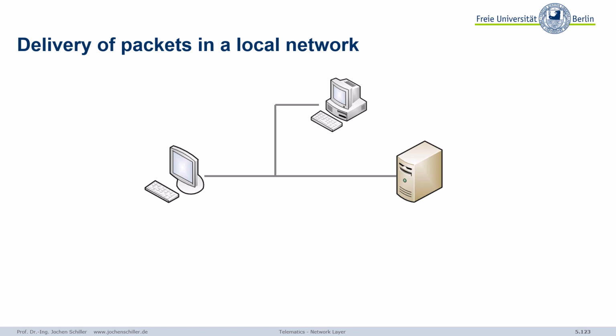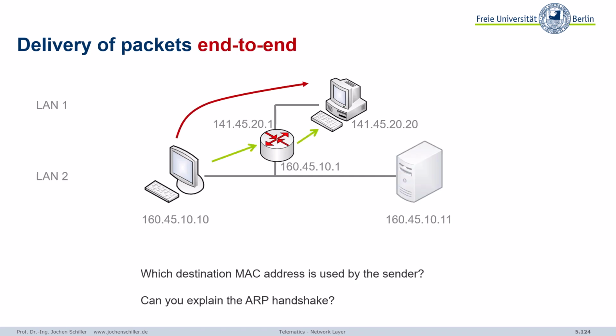Okay, so how do we then deliver packets in our local network? That's what we learned. But end-to-end, that's a bit different. Now, assume you're located in one local area network here, and you want to send a packet to a computer in another local area network, maybe in a different city, different continent. So maybe there's the internet in between. Here, we show only one router. So now, which destination MAC address should I use here? So what is the layer 2 address, the destination layer 2 address?